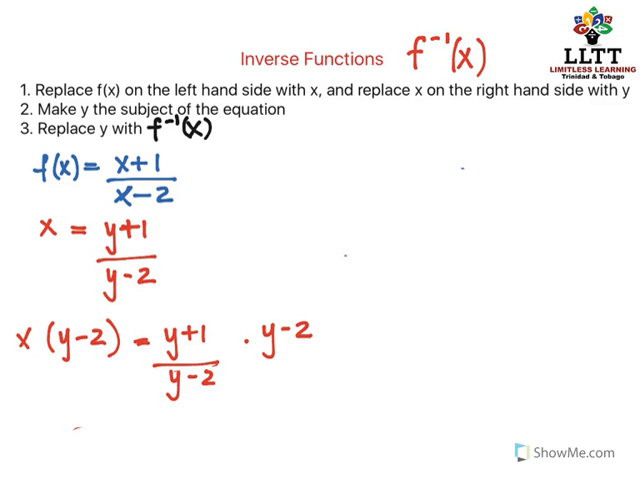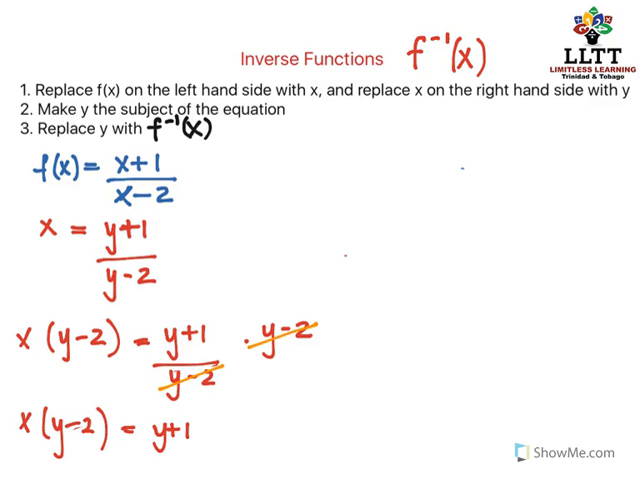I don't want to have my y's that I'm trying to put on one side. I want them to be isolated, and I would prefer if they are not both in the denominator. So I multiply both sides by my denominator, which is y minus 2. And these cancel with each other, leaving me with x times y minus 2 is equal to y plus 1. Okay, so now I don't have that y minus 2 in my denominator.